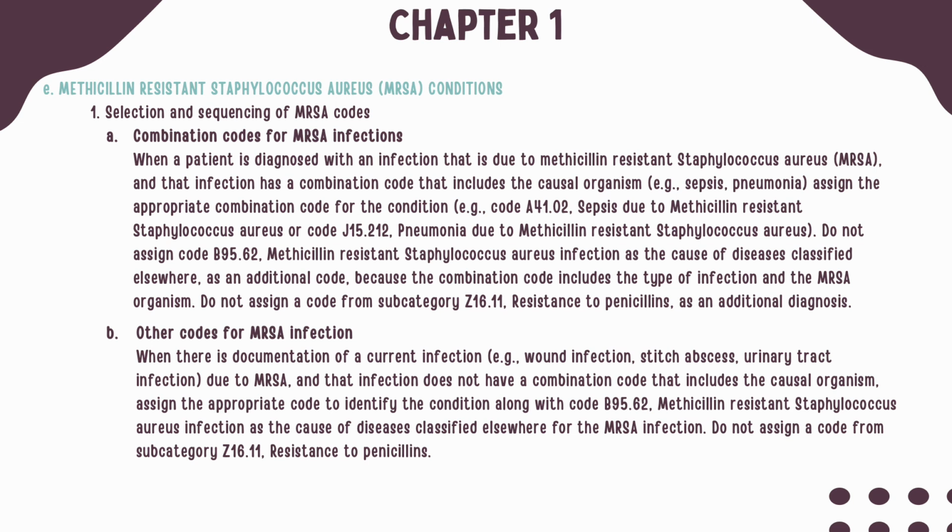However, when there is documentation of a current infection due to MRSA and there is not a combination code available that includes the causal organism, you should code the condition, such as your wound infection, stitch abscess, or UTI, as well as B95.62 for MRSA as the cause of diseases classified elsewhere. Code Z16.11 should not be used, as B95.62 already indicates the resistance to penicillins.